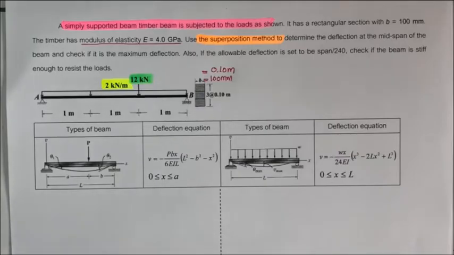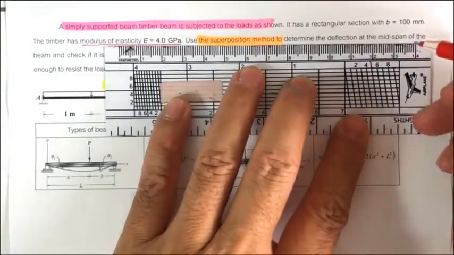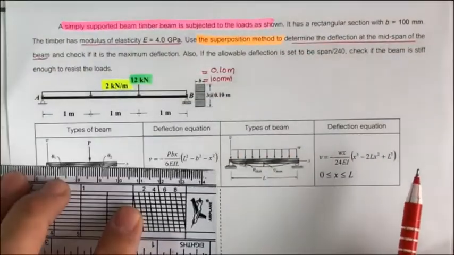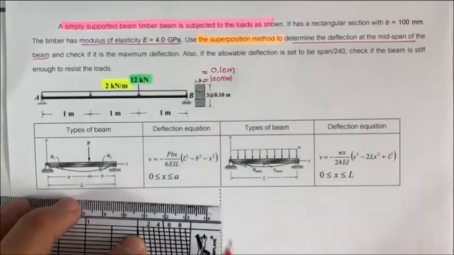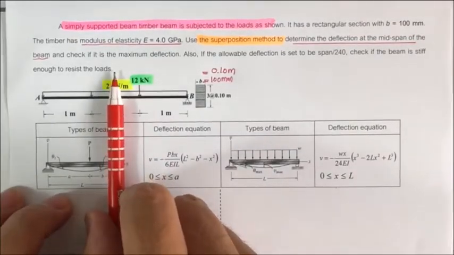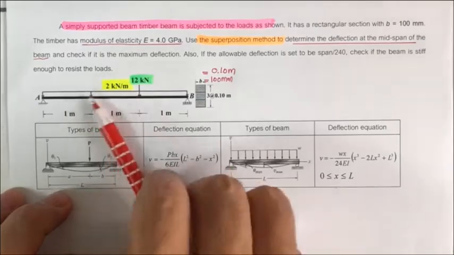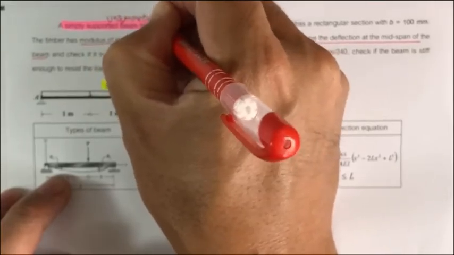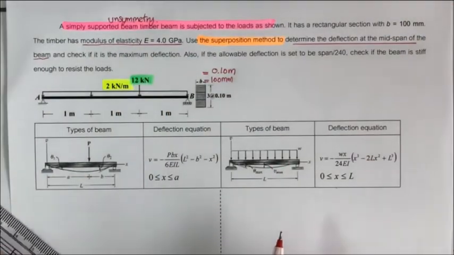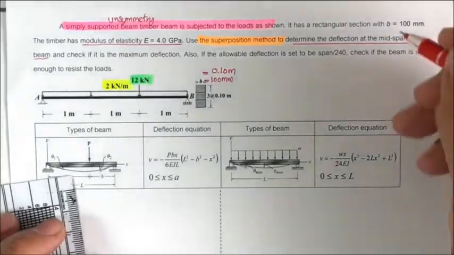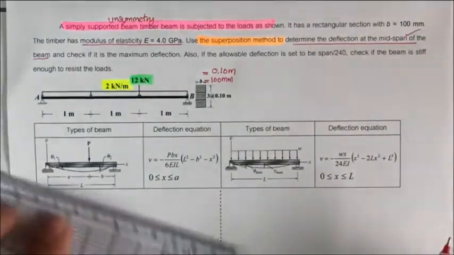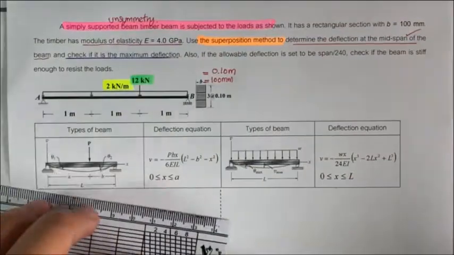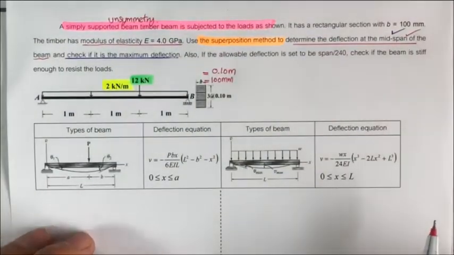Next, they ask us for what? They ask us to determine the deflection at the midspan of the beam. So let us consider the beam. The beam has two loadings, and the loading and the beam are not symmetric. When the beam is unsymmetric, the maximum deflection may not occur at the midspan. So they ask us next to check whether that obtained midspan deflection is the maximum or not.